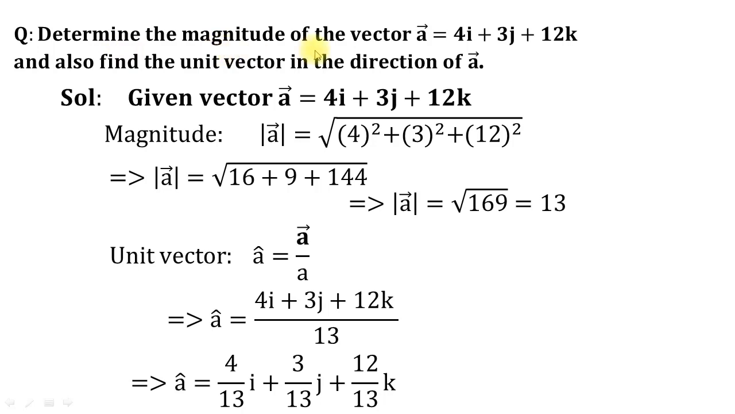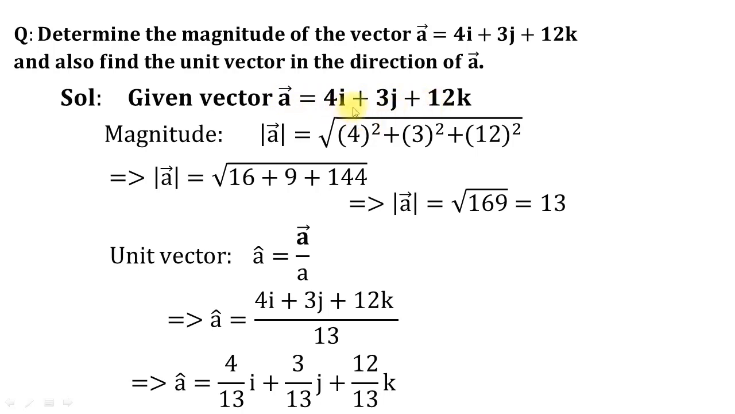Determine the magnitude of the vector A equal to 4i plus 3j plus 12k. How to find the magnitude of this vector, and also find the unit vector and the direction of vector A. So there are some problems to discuss on the scalar product of two vectors. It is given that vector A is equal to 4i plus 3j plus 12k.